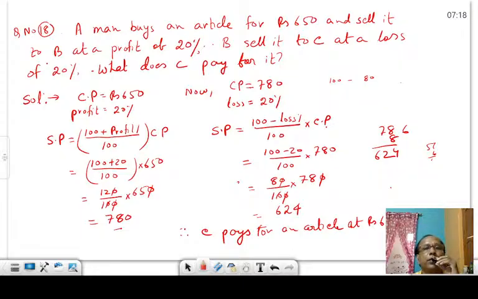Again, you see here, a man buys an article for rupees 650 and sells it to B at a profit of 20%. B sells it to C at a loss of 20%. What does C pay for it? That means the selling price is 780, and this selling price is the cost price of B, right? 780, loss is 20%. Therefore, the selling price is 624. Therefore, C pays rupees 624, right? That is our answer.